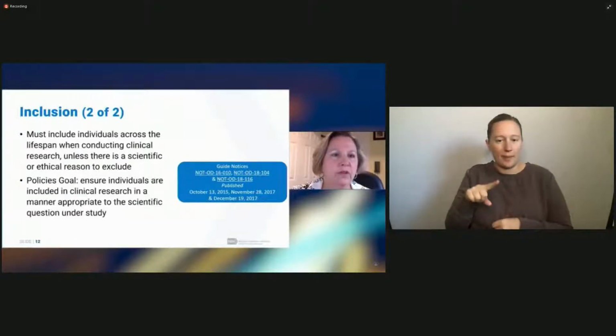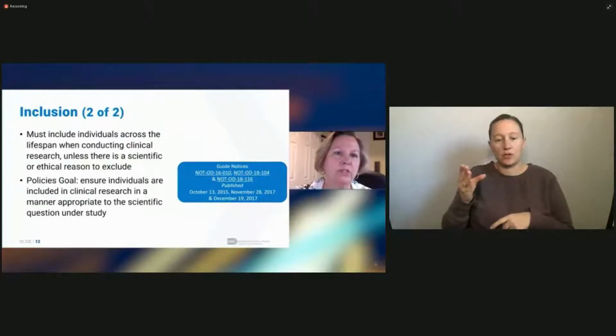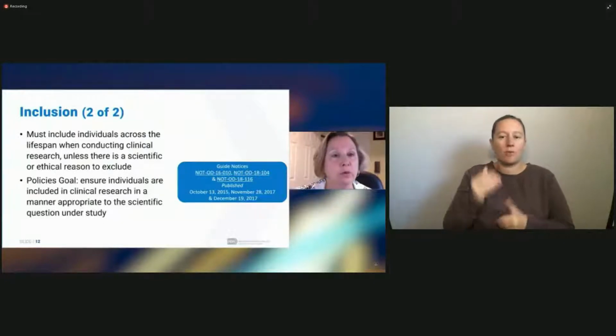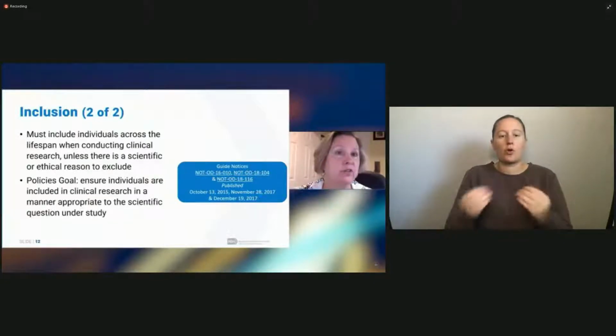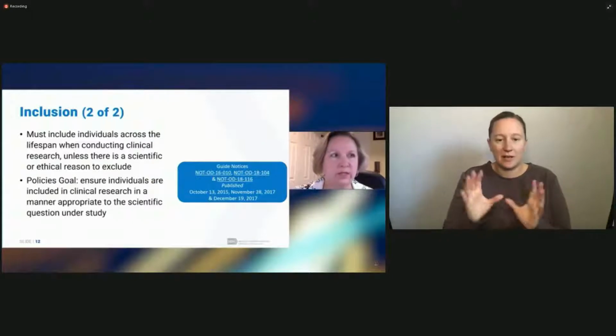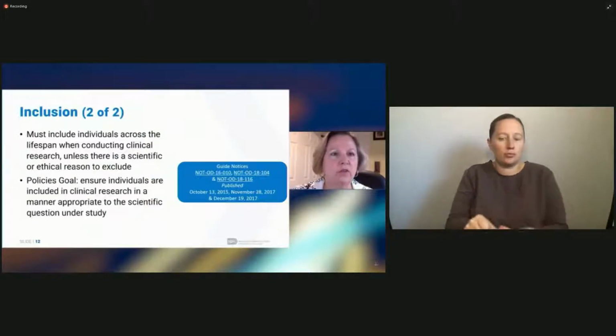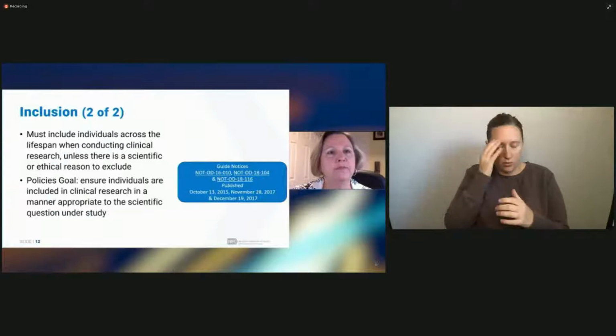And please note that there is now a requirement for submission of individual level data on participant age and enrollment in the progress reports. You can learn a lot more about inclusions in the next session. I encourage you to stick around and listen to that if you're interested in learning more about inclusions.